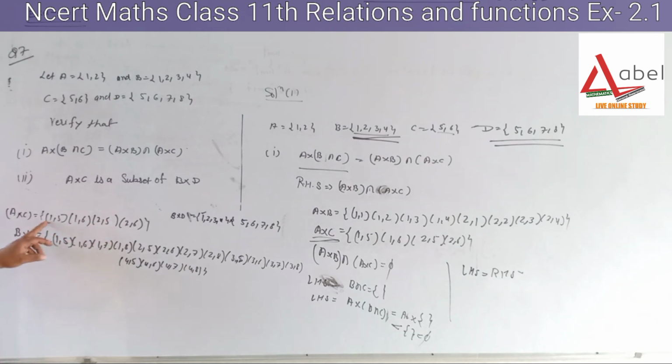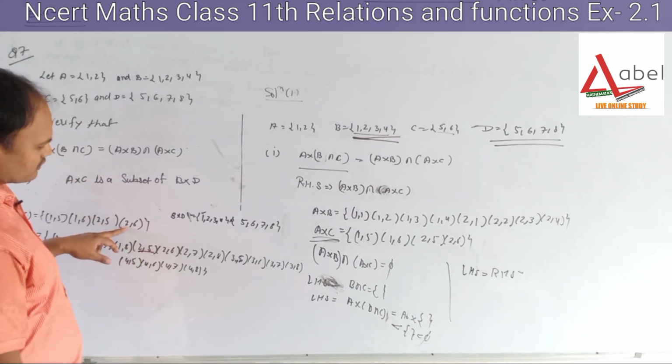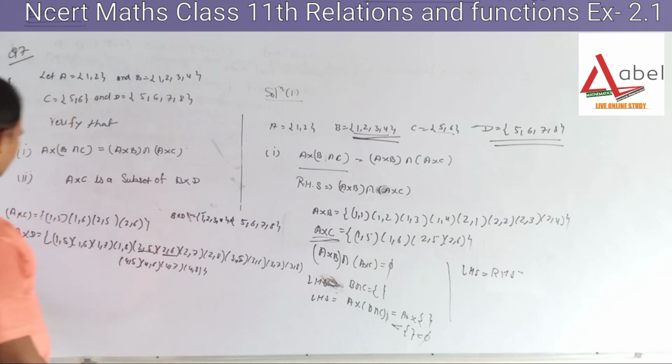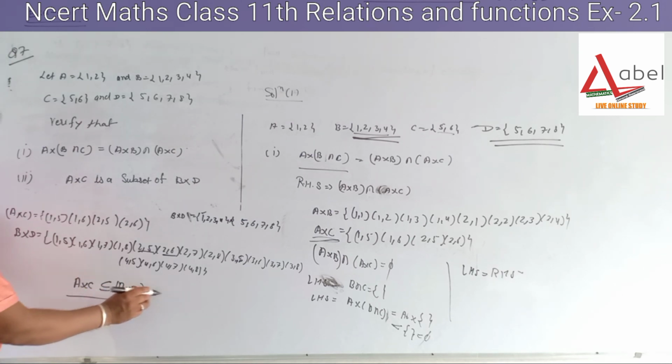Let's see whether (1,5), (1,6) are here or not. (1,5) is here. (1,6) is here. (2,5) is here. (2,6) is here. So we can say that A cross C is a subset of B cross D. So it is true, because A cross C is contained in B cross D.